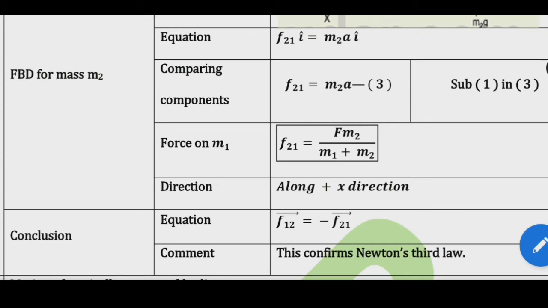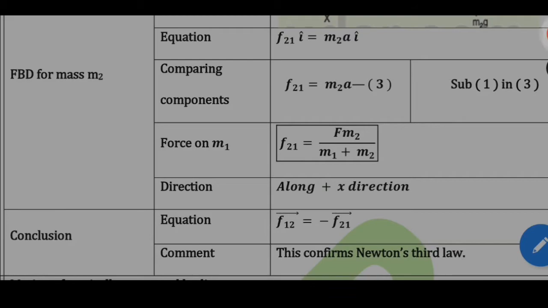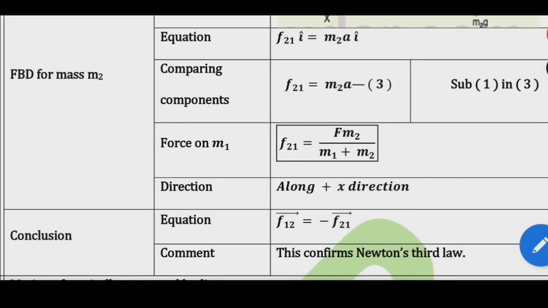In vector notation, the force acting on mass m2 exerted by mass m1 is F21 vector. In vector notation, F12 vector is equal to minus F21 vector, which confirms Newton's third law.